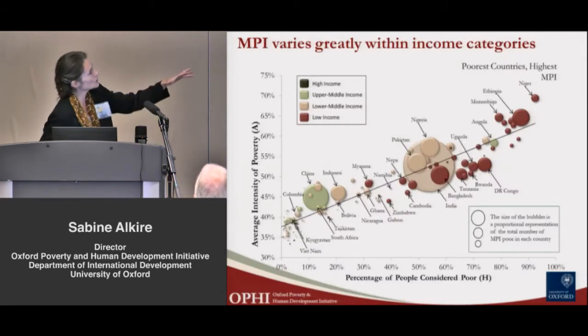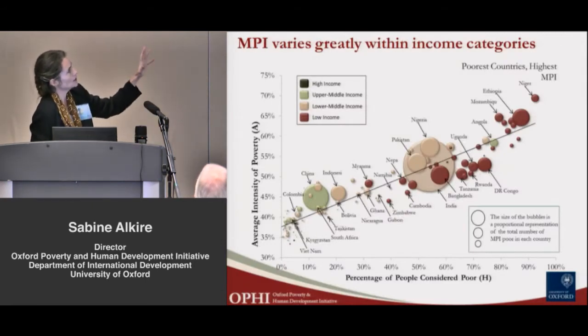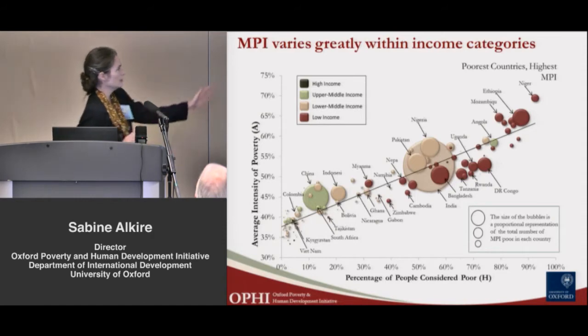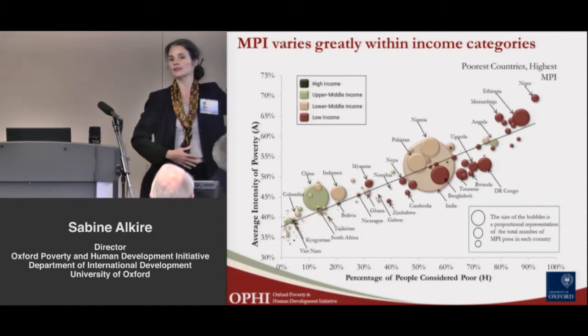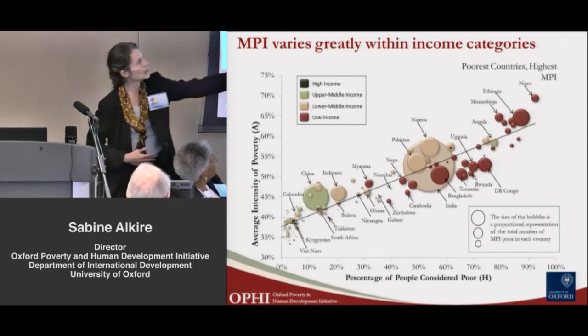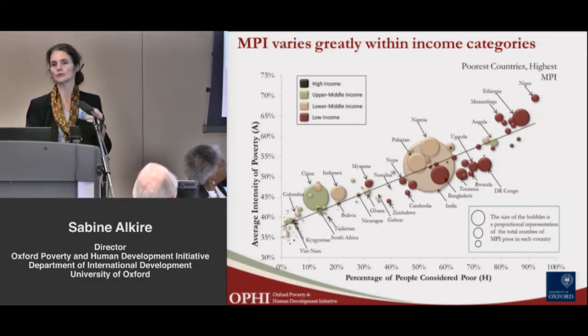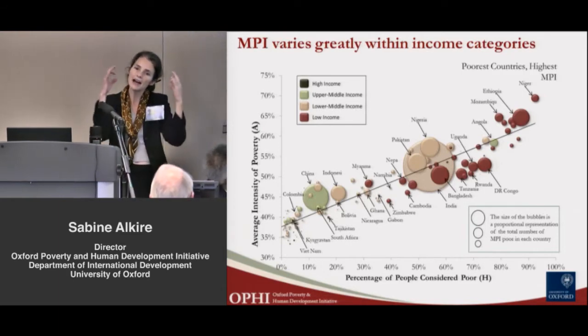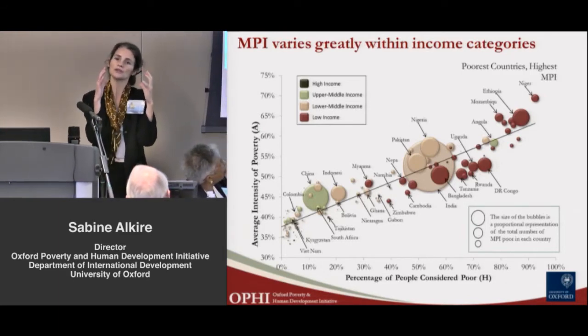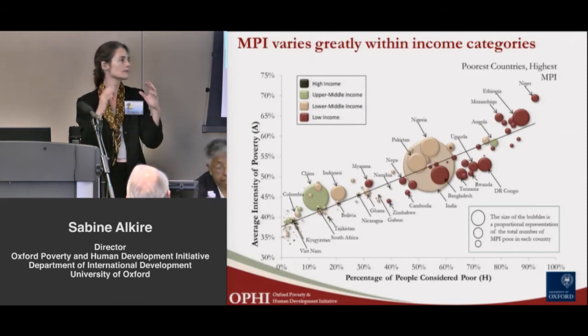And just so that you see all of the countries on one diagram, these are the countries from the lowest headcount of 0% in Slovakia or Slovenia to the highest headcount of 92% in Niger. And the height is the intensity, the average intensity that the poor persons in that country experience.